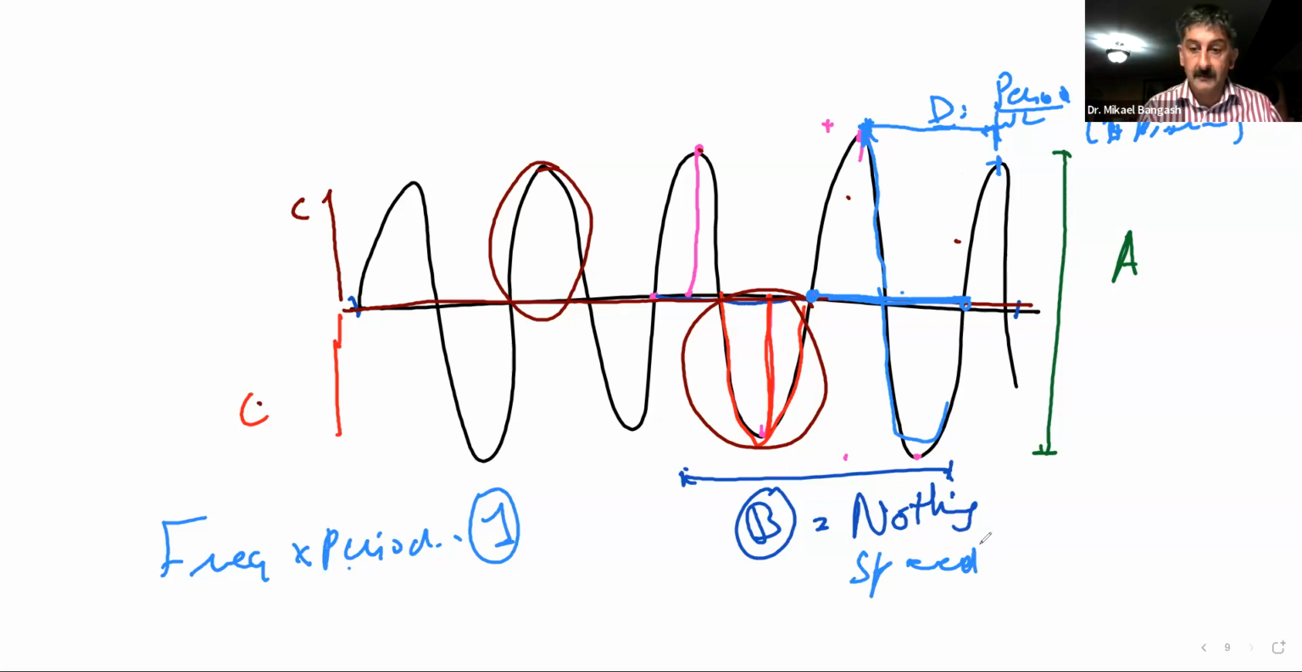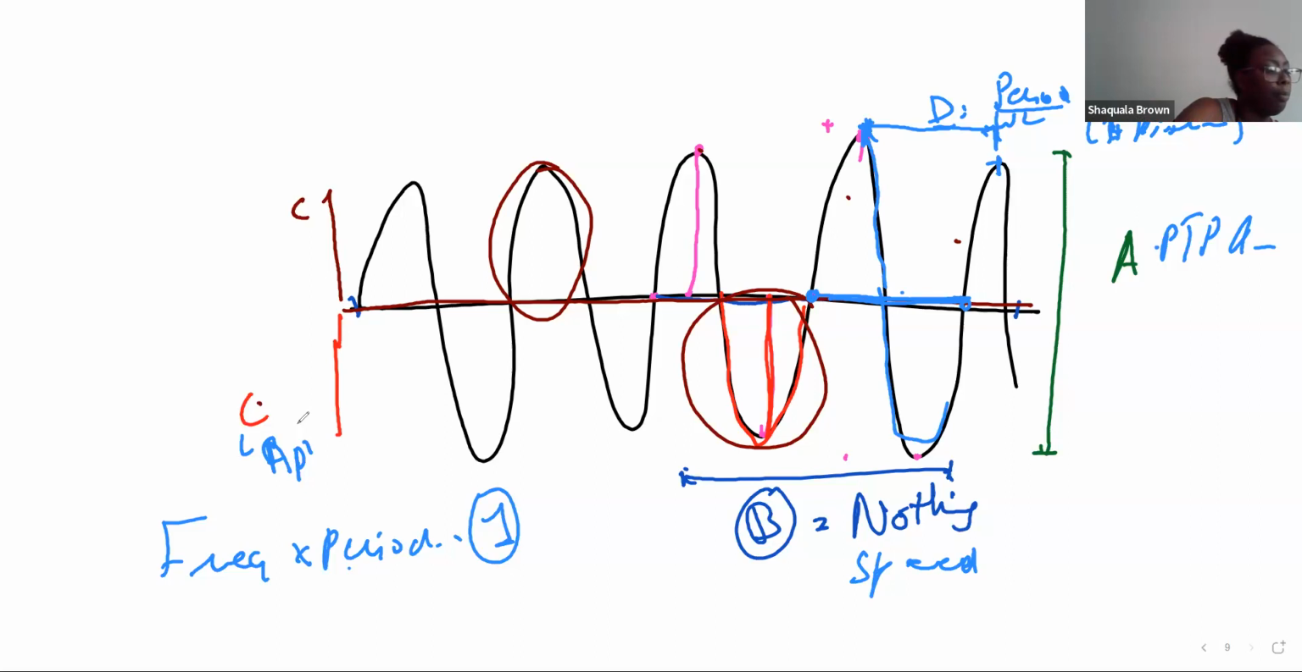What does A represent? Peak amplitude, and C represents simple amplitude. So D can be period and wavelength? D as in dog, sorry. Yeah, it can be period and wavelength.